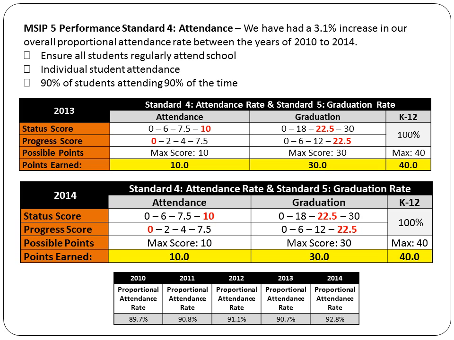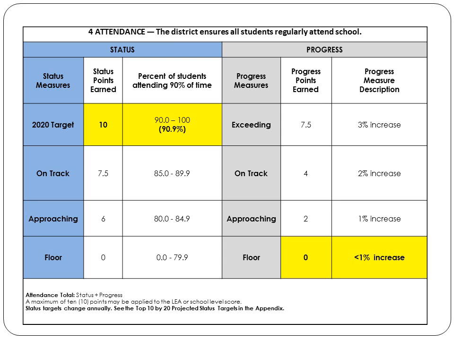Again, our job is to ensure all students regularly attend school, and we actually focus on each of our individual student attendance. If you look at our scores, it's 10 out of 10 in 13, 10 out of 10 in 14. Our scoring guide shows the same. We did not receive progress points, but we were at 90.9% on our status.